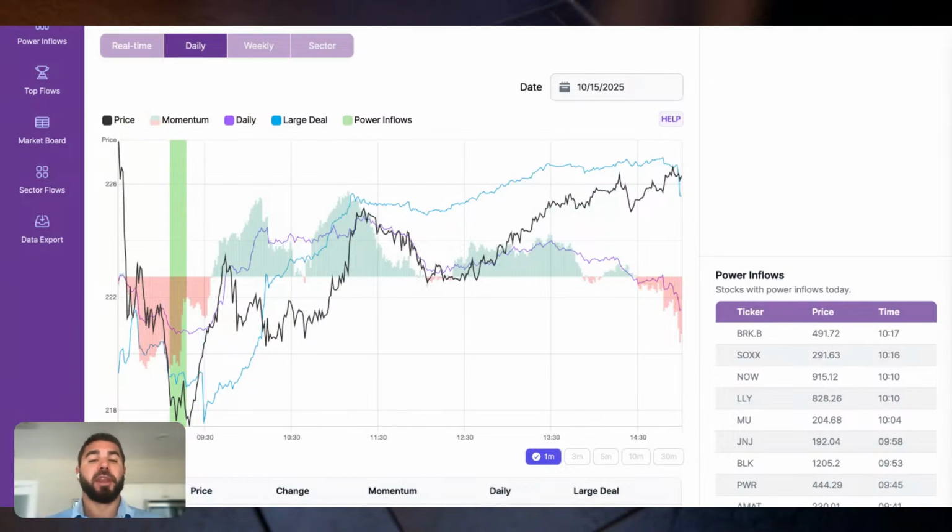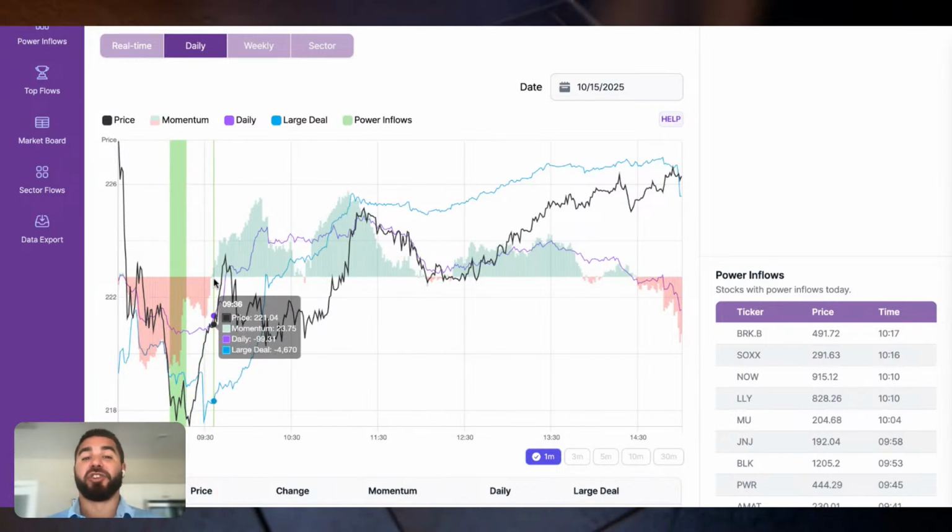Now, you'll see that power inflow signal came in around 10 a.m. Eastern yesterday. And you'll notice what happened after. Everything started to tick up a little bit. The institutional flow data, that light blue line, look how much that started to rise throughout the rest of the day. Same thing with the retail flow data, you can see that as well. It was red to start the day, so more selling than buying.